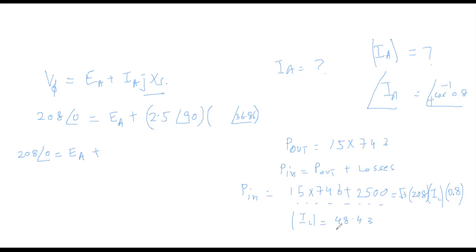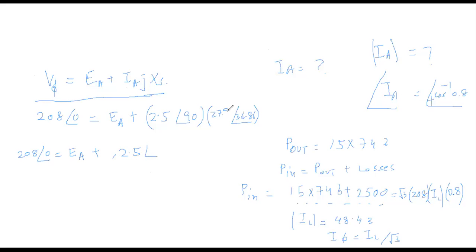But since this is a delta connected machine, I phase will be equal to I line divided by root 3. Quickly divide this by root 3 and tell me the answer. Because this equation I have to put in per phase, so I have also to put the armature current per phase. If you divide this by root 3, what is the answer? Quickly tell me. 27.96. Okay.